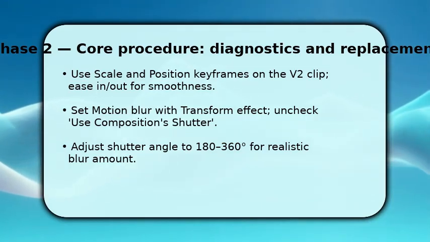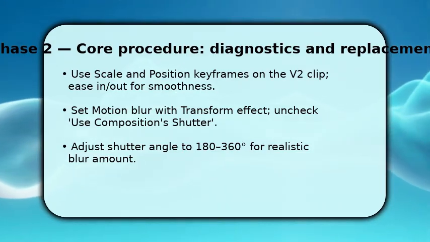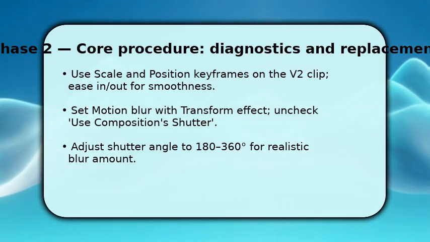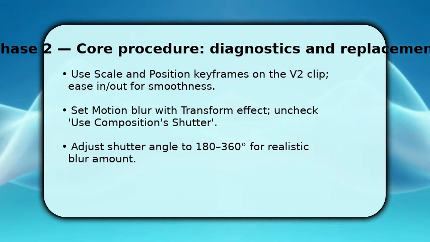Try 180 degrees for subtle blur or 360 for pronounced streaks. Make sure to increase samples if aliasing appears. Higher samples reduce banding but cost render time. Once you see smooth motion, preview.